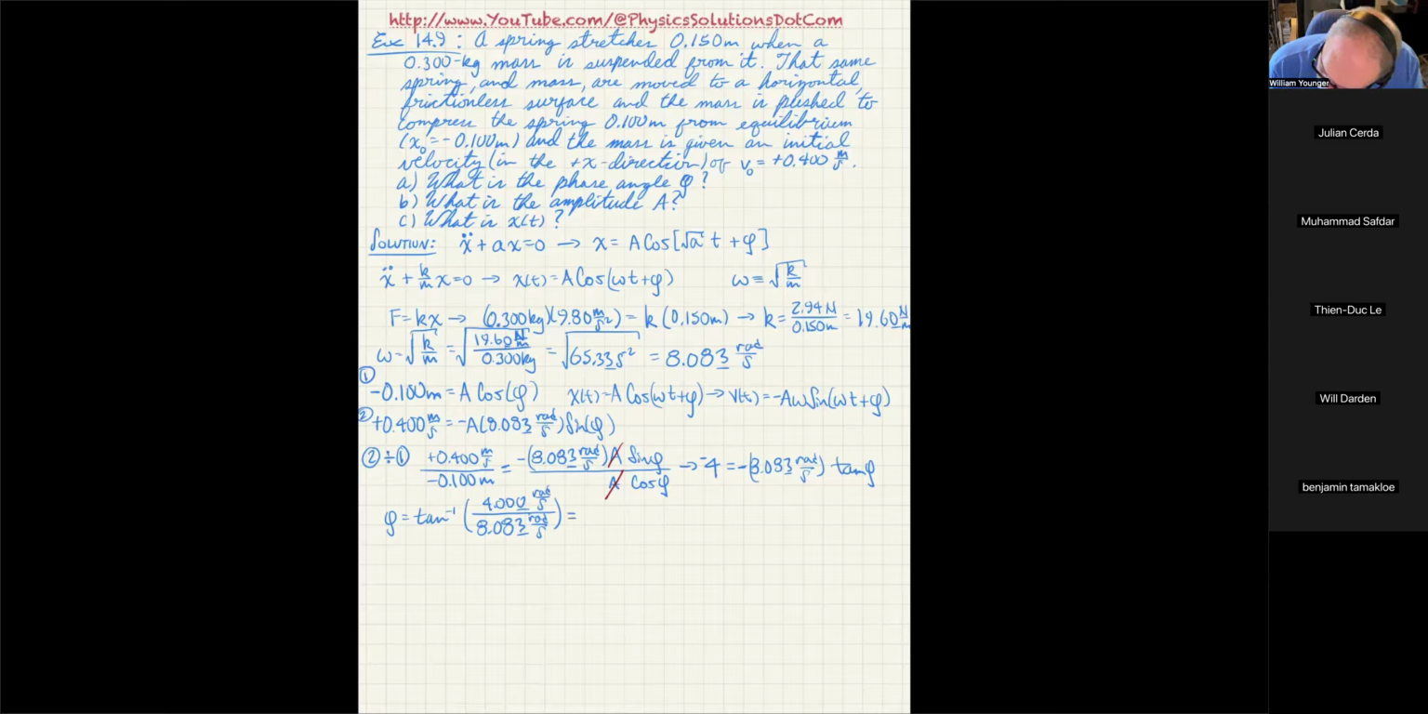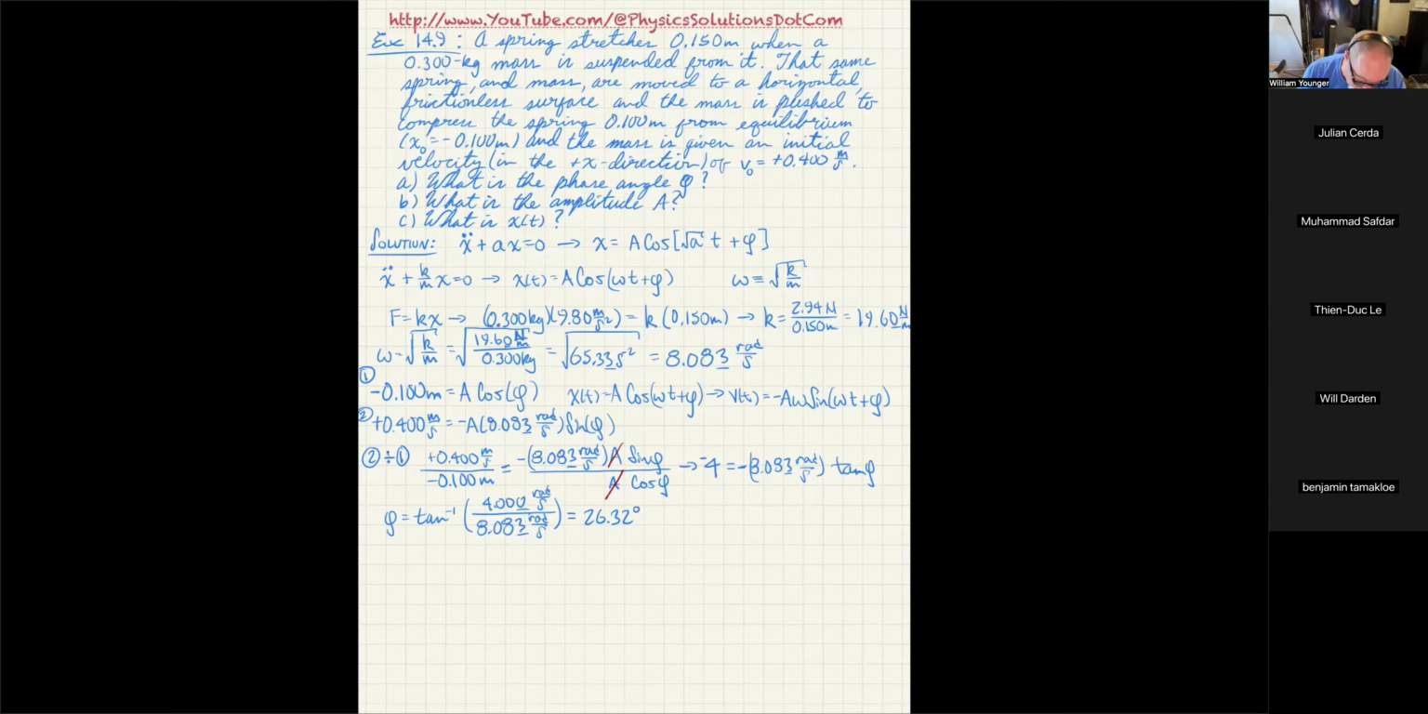The angle that gives me is 26.32 degrees for phi, but what we have to remember is that I had the tangent of phi equal to a negative divided by a negative. That means x and y were both negative. That's the way the tangent function works.